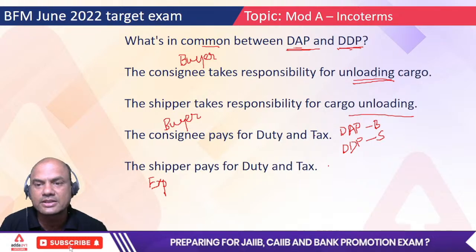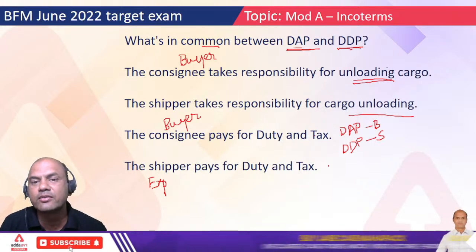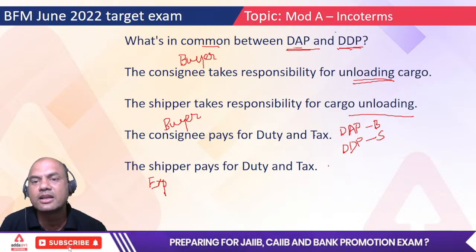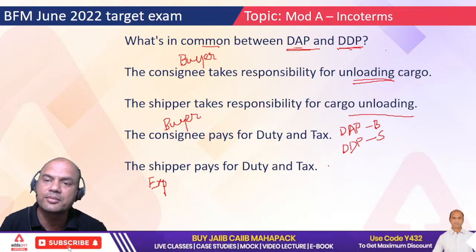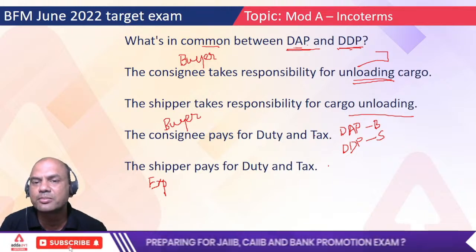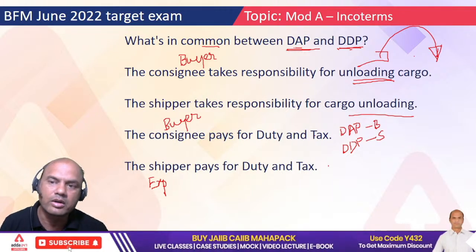So the only answer is this, unloading. The consignee takes the responsibility of unloading. Even in DAP, the consignee takes the responsibility of unloading. In DDP also, the consignee takes the responsibility of unloading. It means the truck comes and stands at the gate of that factory, whatever the mentioned place is, and unloading from there into the factory is done by the buyer or consignee.